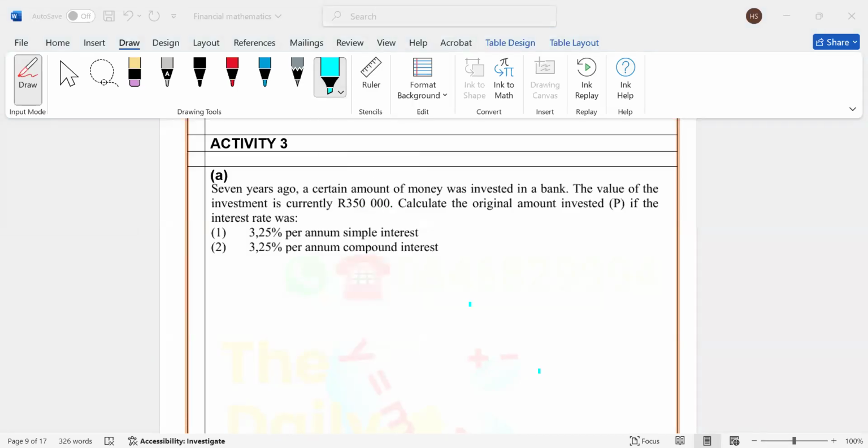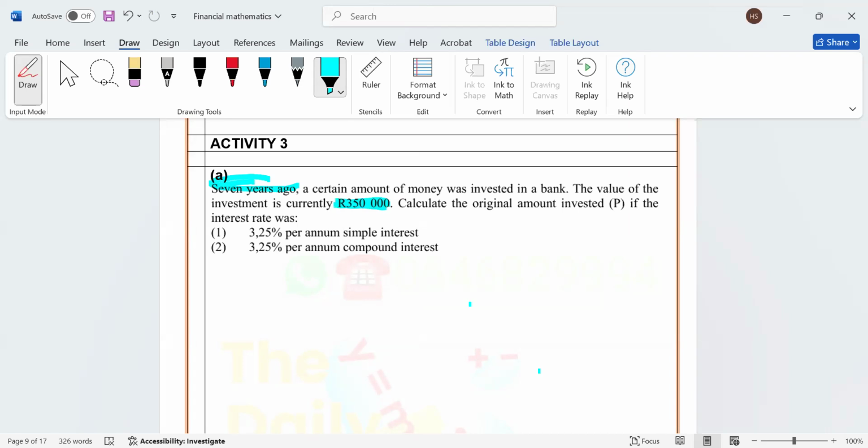So, about 7 years ago, a certain amount of money was invested in a bank. The value of the investment is currently 350,000. Calculate the interest rate. Just to highlight, 7 years ago means it was in the past. Then the value of the investment is currently 350,000, which means the investment that is present right now.